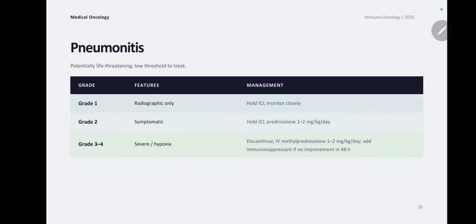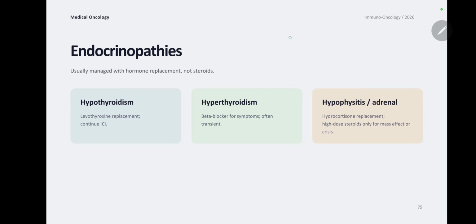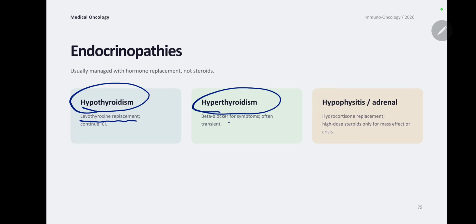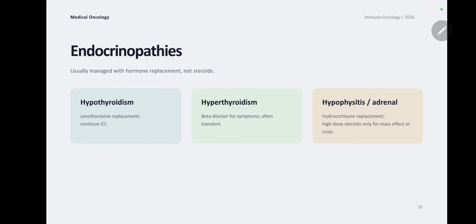So that is pneumonitis. Pneumonitis grading is very important, because grade 1 is only radiologically seen, the patient has no symptoms. Grade 2 means symptomatic. Grade 3 is severe, and grade 4 is when the patient shows hypoxia. Okay. Endocrinopathy: if hypothyroidism occurs, we start levothyroxine replacement. If hyperthyroidism occurs, treat symptomatically with a beta blocker. If hypophysitis or adrenal insufficiency, then we use hydrocortisone as replacement.